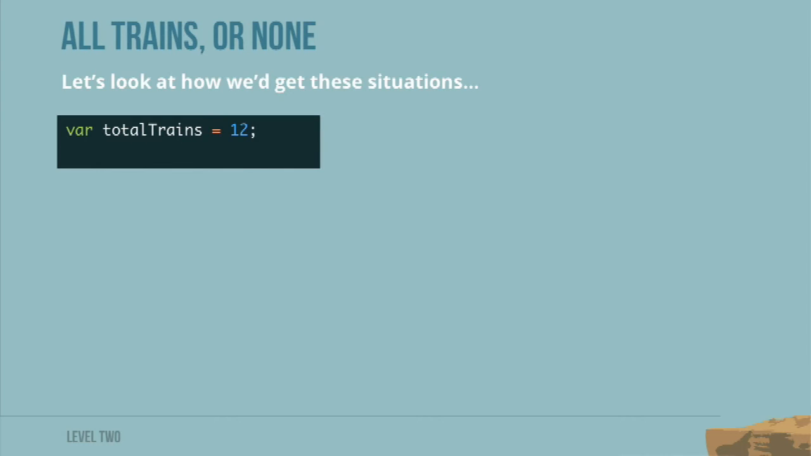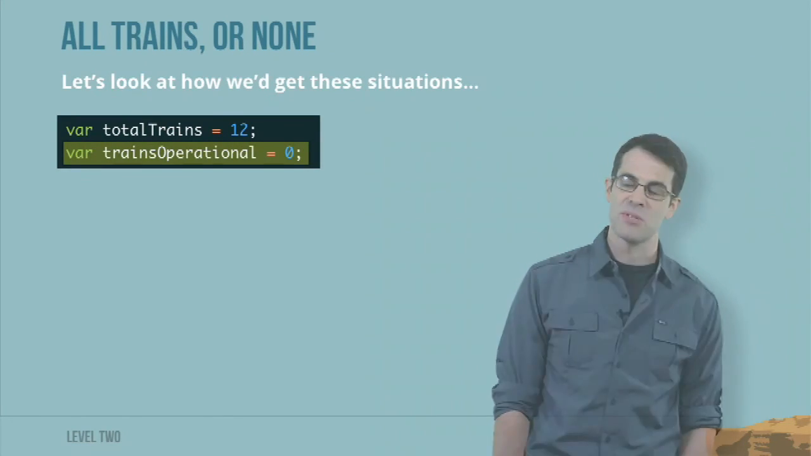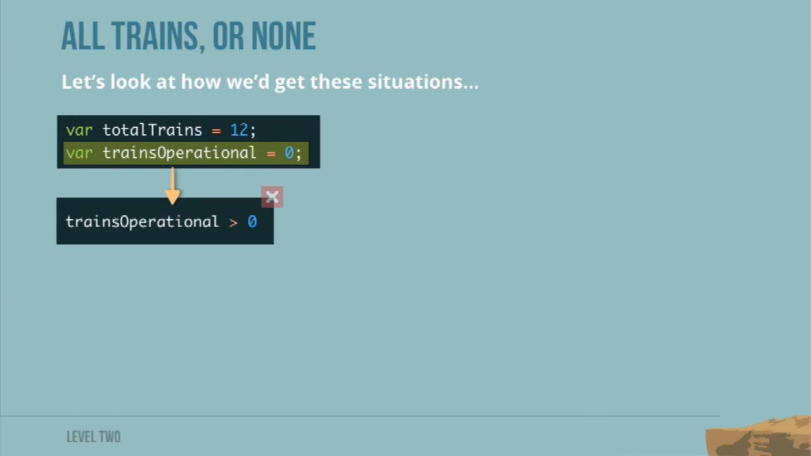Now, what would happen if we set our train's operational variable to 0? That means we have no running trains today. It must be a holiday. So now we'll come down and we'll say, is train's operational greater than 0? It is not. And so we will move straight to printing no trains are operational today, bummer, in the final else block.